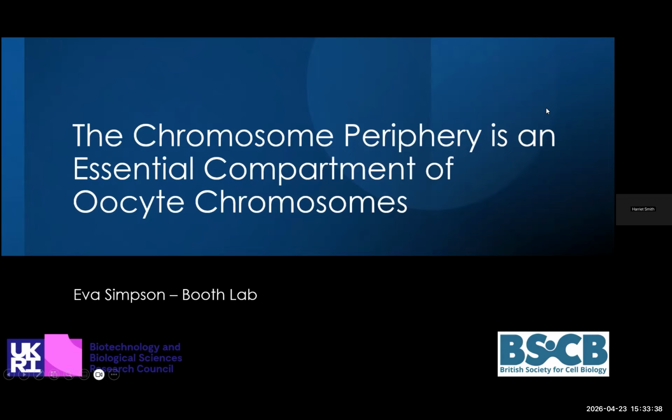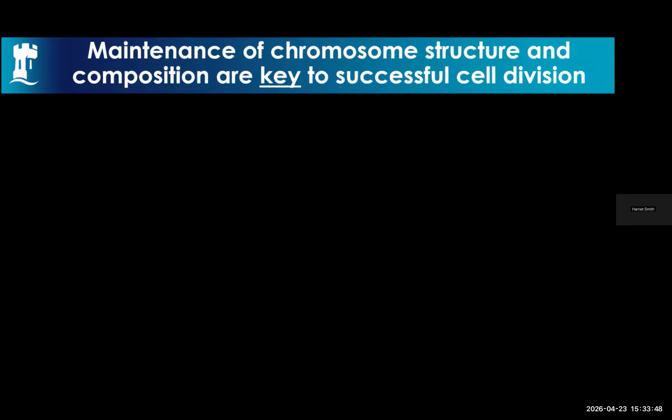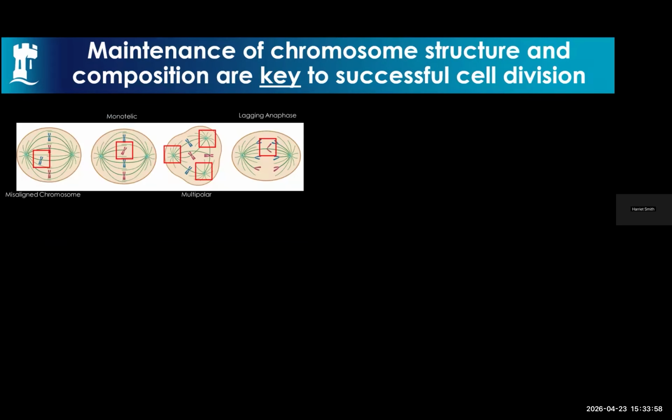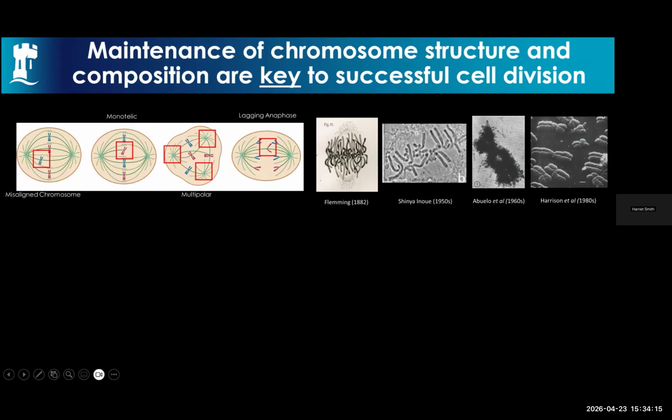So today I'm going to talk to you a little bit about the chromosome periphery in meiosis specifically and how my PhD project looked into this. Our lab group is particularly interested in chromosome ultrastructure and how chromosome structure is key to successful cell division. As we all know, during cell division, many things can go wrong. You can get misaligned chromosomes, multipolar cells, lagging chromosomes, all of which can affect cell division and lead to issues such as aneuploidy. Despite many advances in imaging techniques over the years, we felt a little bit limited in our ability to investigate 3D chromosome ultrastructure in meiosis specifically, so we decided to use a technique called 3D CLEM.